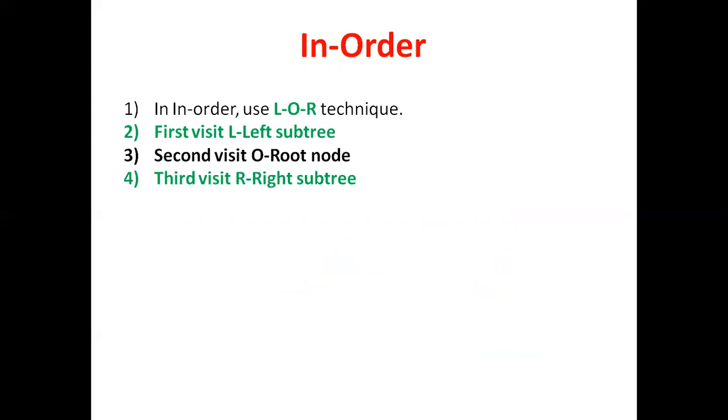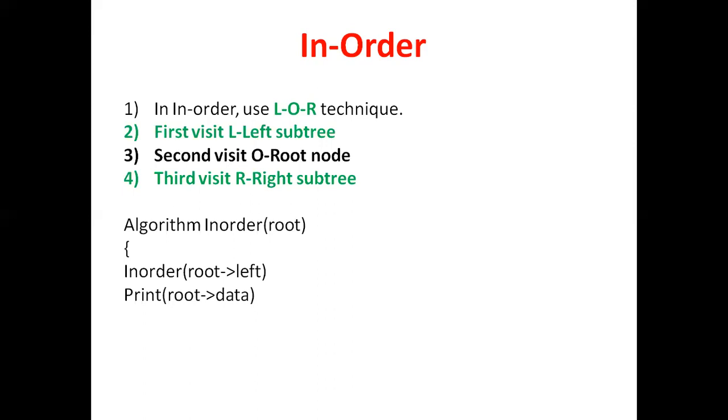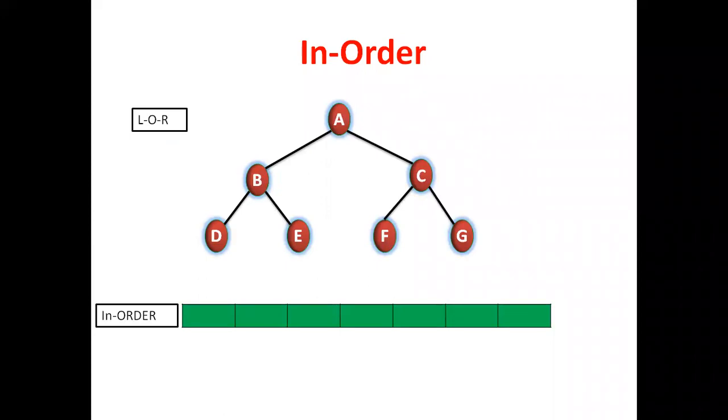So, the algorithm for inorder: we are passing root as the argument. Inorder of left node, visit the root node, then again the right subtree. The left subtree is root left, print means visiting the root node, that is root data, and inorder right recursive function is for the right subtree. So this is the algorithm for inorder. First visit the left subtree, then the second priority is root, then the right subtree.